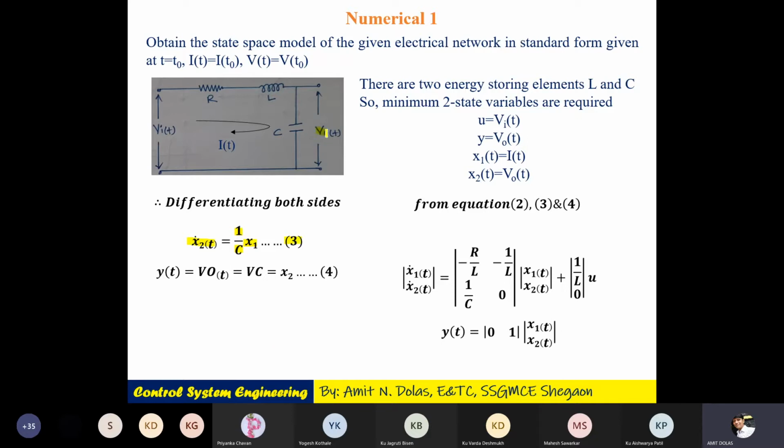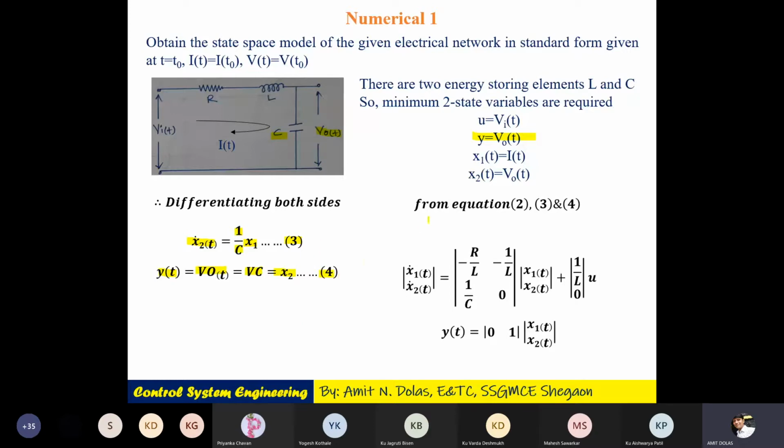And what about the output? Output we took, it is equal to y. So I need the output function. So y of t will be equal to v0 of t, and v0 of t is nothing but Vc, the capacitor voltage. And capacitor voltage is nothing but your state x2. So we got all these 4 equations, combining.